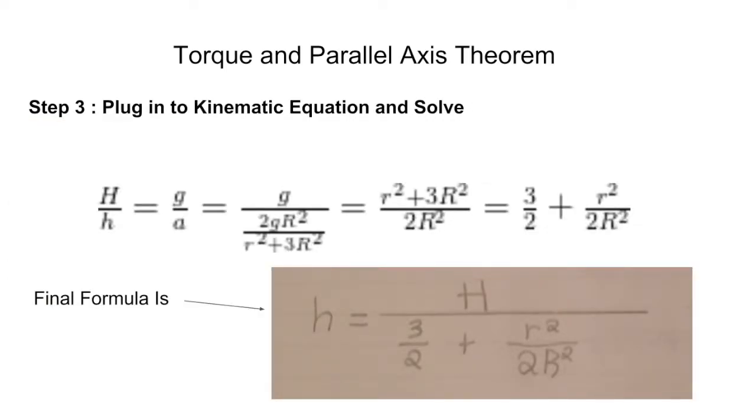Finally, you plug the acceleration into the kinematic formula that we got from step 1, and you get 3 over 2 plus r squared over 2R squared is equal to H over h. Solving for little h, which is the height of the unrolling toilet paper roll, we get h is equal to H divided by (3 over 2 plus r squared over 2R squared). That is the derivation of the formula for the height of the unrolling toilet paper roll.